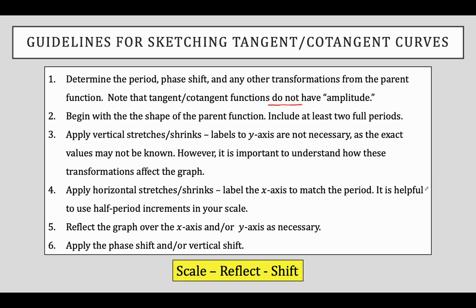It is helpful to use half period increments in your scale when we're dealing with tangent and cotangent. With sine and cosine, it was good to have quarter period increments because you'd split each period into quarters. Well, in this case, because the period of tangent and cotangent is pi, each split is still going to be a quarter of pi. So we split the period in half.